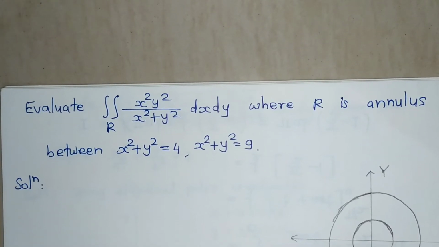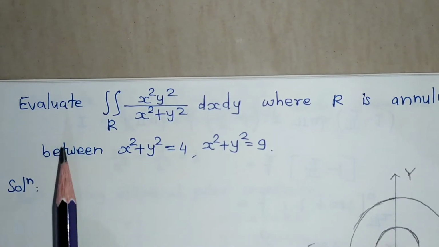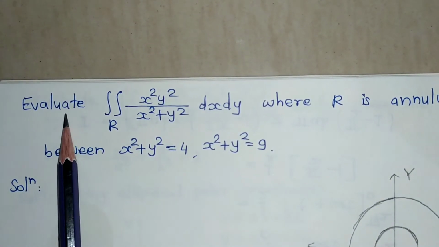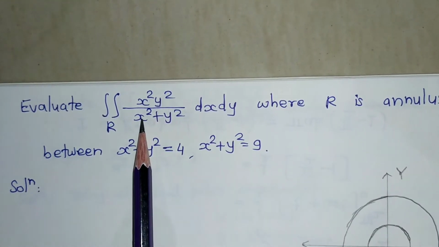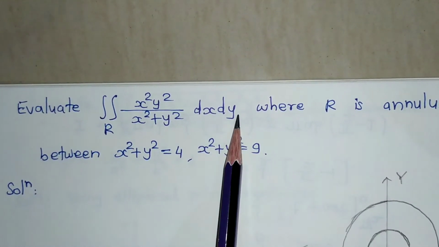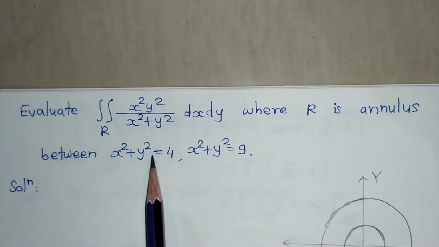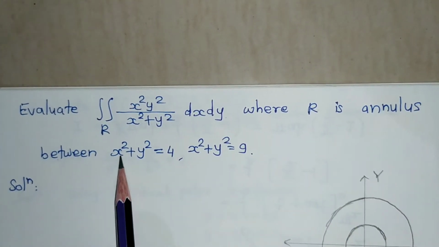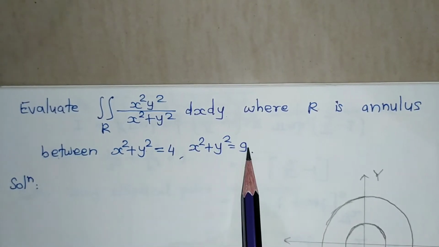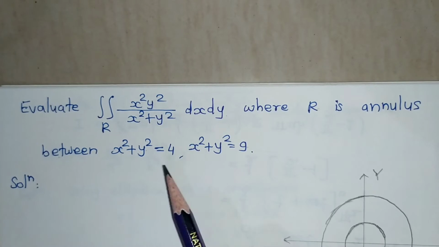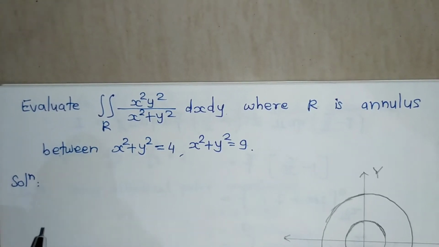Hello students, in this video lecture we will discuss this example. Evaluate the double integral over R of x squared y squared upon x squared plus y squared dx dy, where R is the annulus between these two concentric circles, x squared plus y squared equal to 4 and x squared plus y squared equal to 9. Now let us denote the given integral by I.